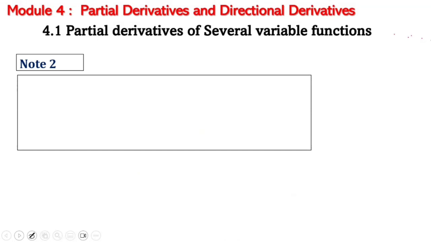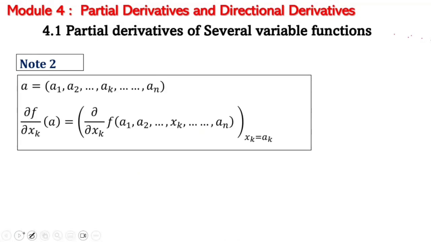Okay. Now we have the second note. In this note, we will take the point A and the partial derivative of f with respect to xk at the point A. So then we calculate all this. Means, with respect to whichever variable you are doing the derivative, you have to keep that as a variable. For the other variables you can substitute the value of the point. Means in this case x1 is equal a1, x2 is equal a2, xk stays as variable, up to xn equal an.